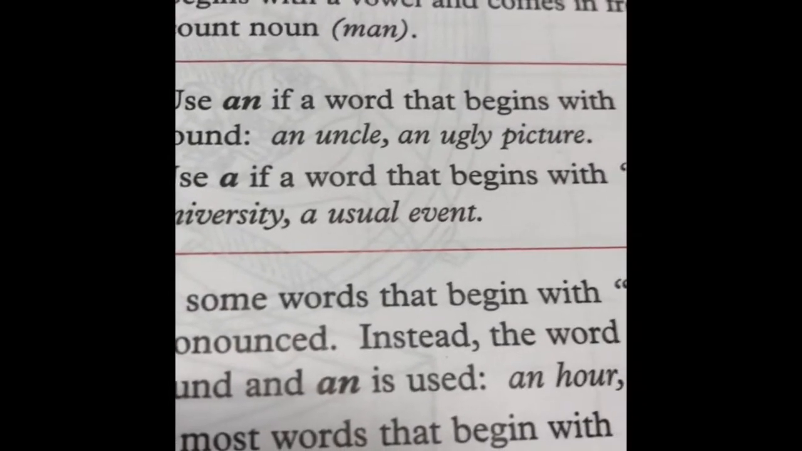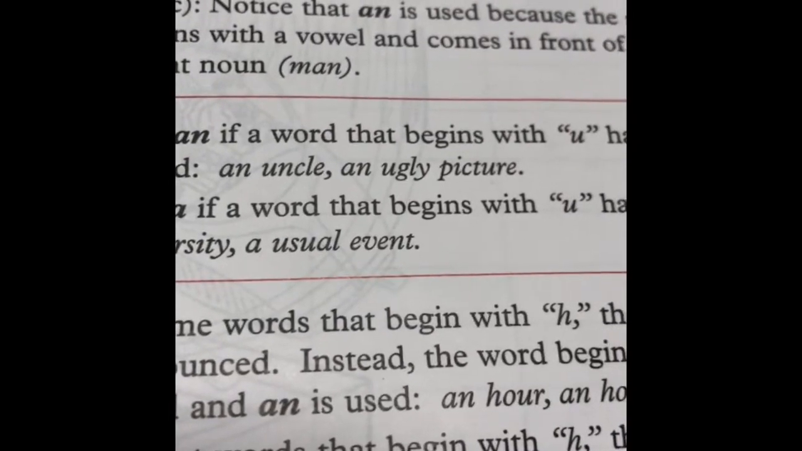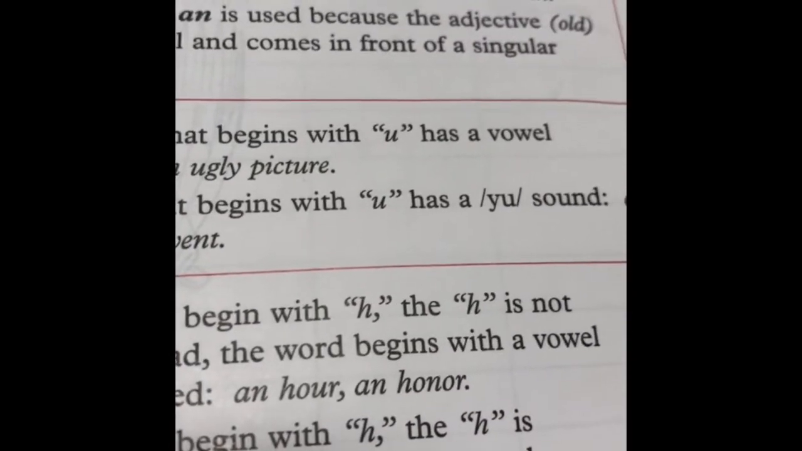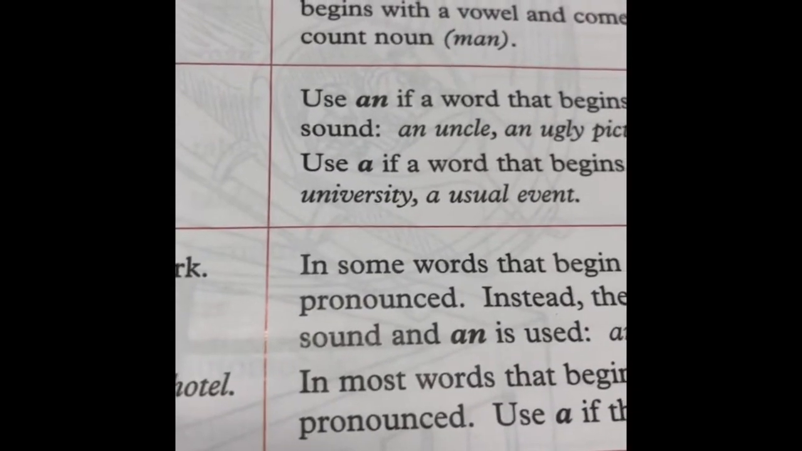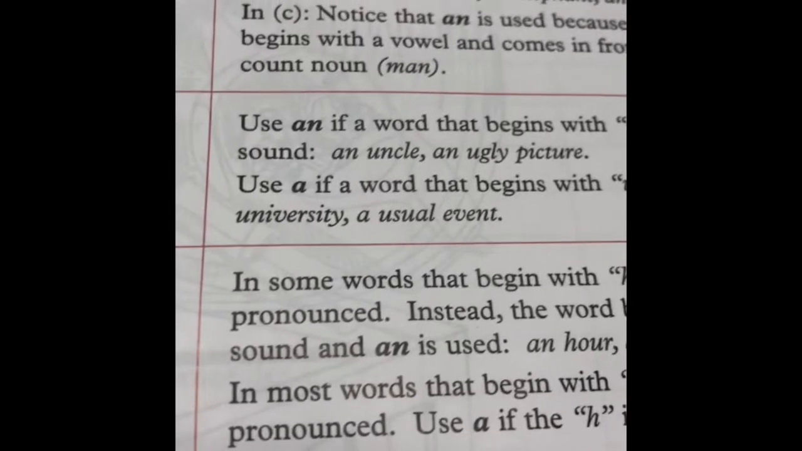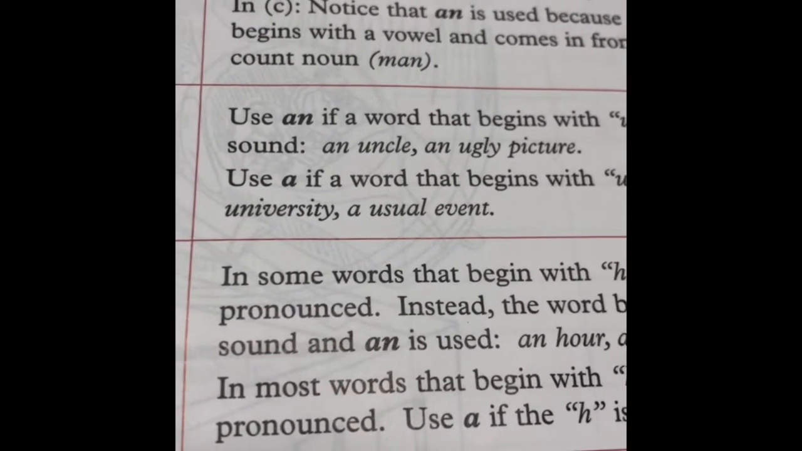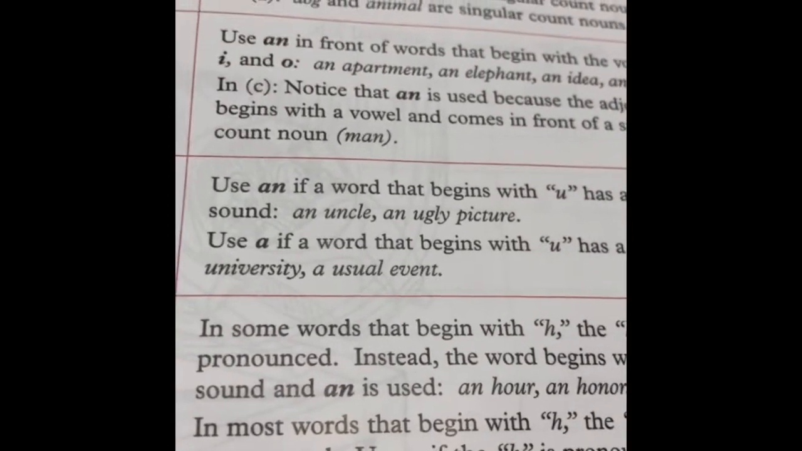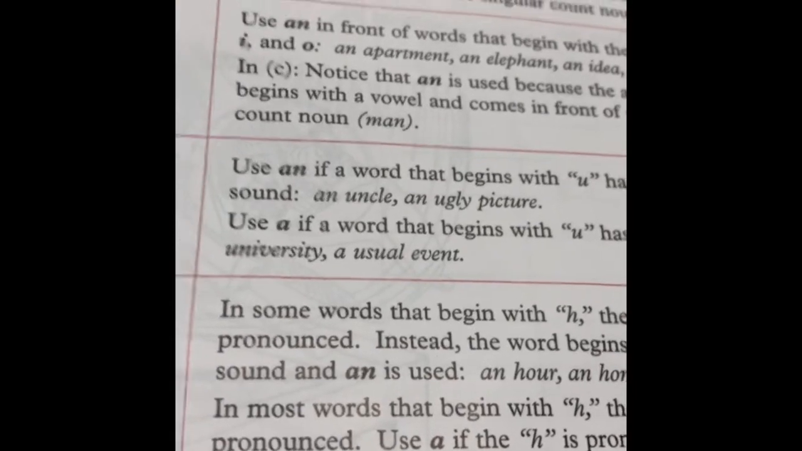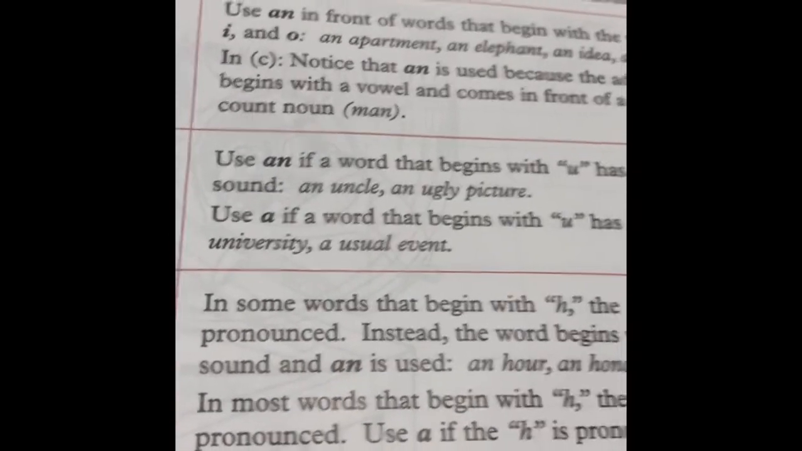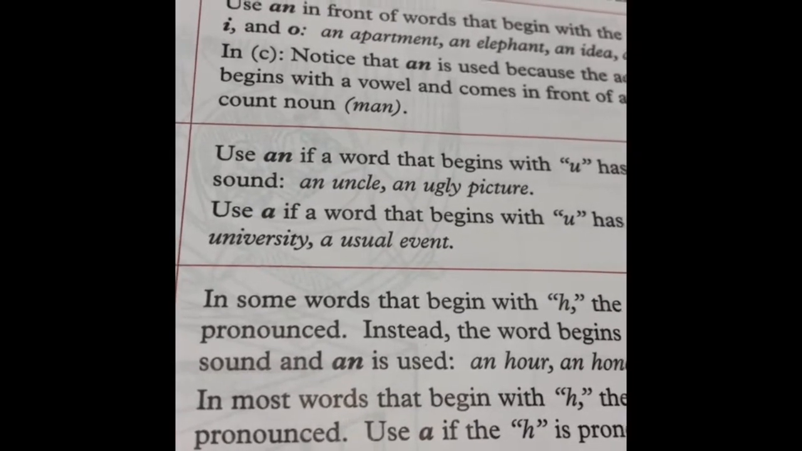We use an if a word that begins with U has a vowel sound: an uncle, an ugly picture. We use a if a word that begins with U has a Y sound: a university, a usual event. The first ones we read as uncle, ugly, and the second ones we say university, usual. We use an before vowel sounds, but if the word begins with U and is pronounced like 'you', we use a: a university.